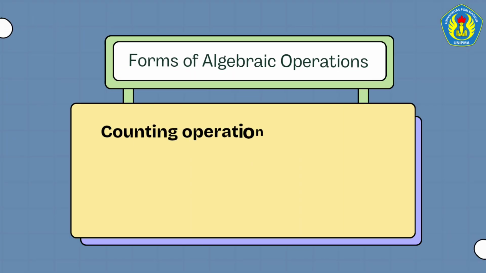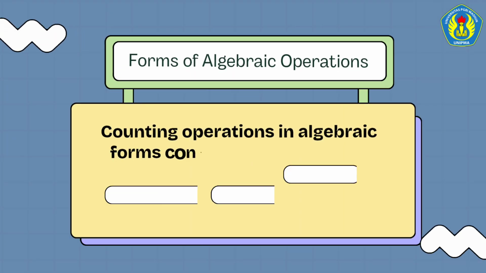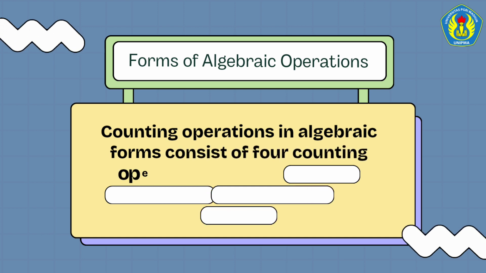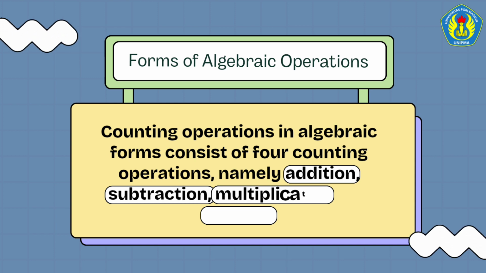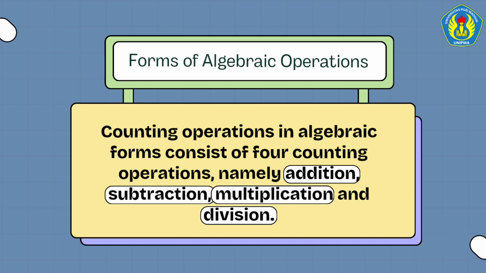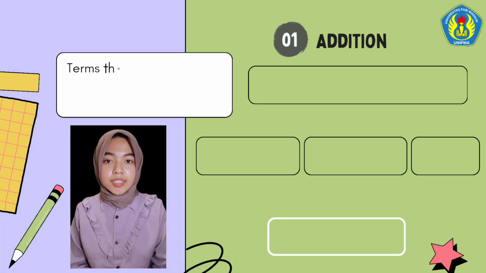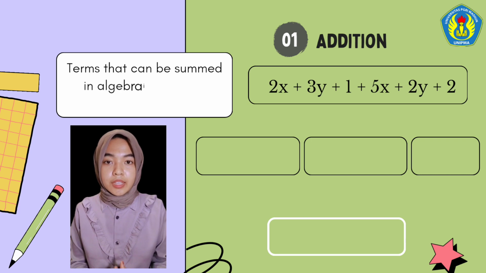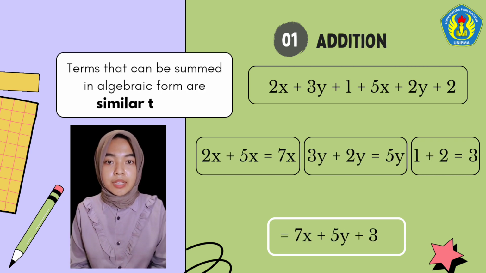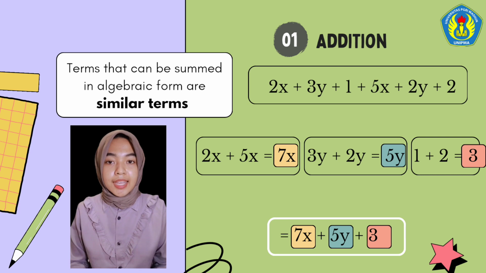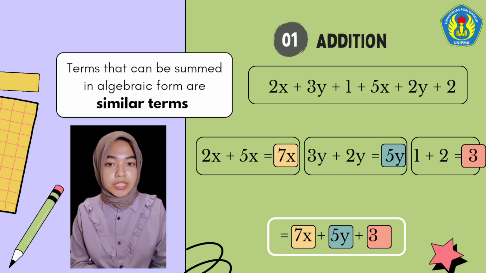Form of algebraic operation. Counting operations in algebraic form consist of four operations, namely addition, subtraction, multiplication, and division. First, addition. Terms that can be summed in algebraic form are similar terms. The addition of algebraic form can be done by adding coefficient with coefficient or constant with constant in similar terms.